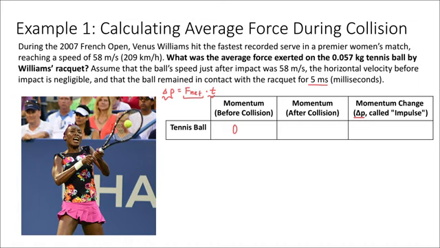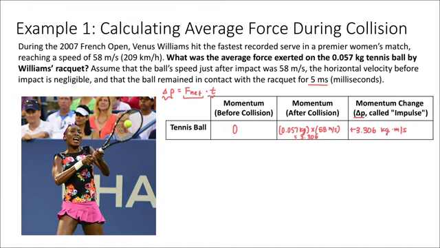Now, immediately after the collision, we are given the velocity of the ball, and we have the mass of the ball. So if I multiply those two items together, that will be 0.057 kilograms multiplied by 58 meters per second, and that is equal to 3.306 units of momentum after the collision. And so I know that if the tennis ball didn't have any momentum before, and now it has 3.306 units, I know that the momentum change is just going to be that positive 3.306. That's going to be in kilograms multiplied by meters per second.